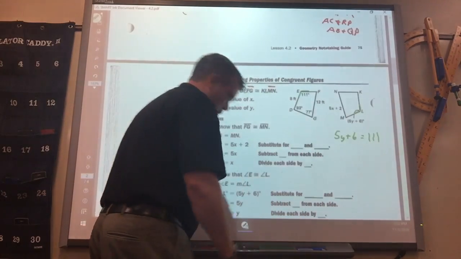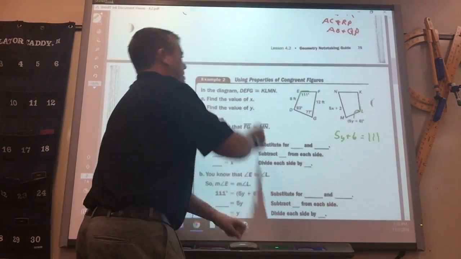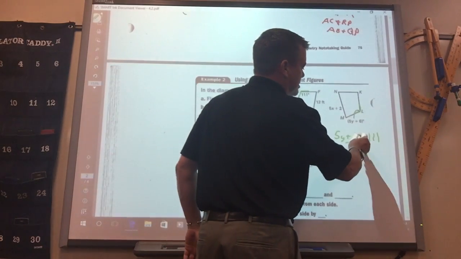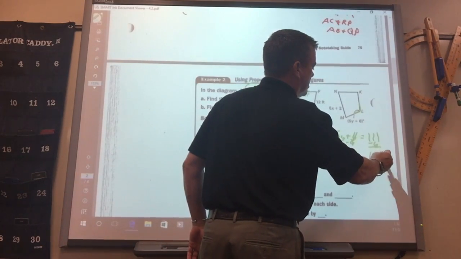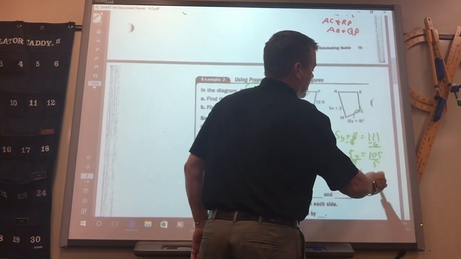So you can use the congruent statement to figure out which parts are congruent. E and L are congruent. So, subtract 6, divide by 5, and you get 21.